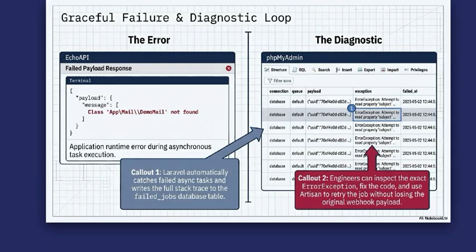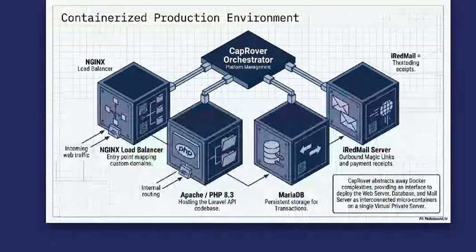At which point, the human engineers can inspect the table, read the stack trace, fix the underlying code issue, and then use an artisan command to reprocess the exact payload. The email finally sends, completely seamlessly from the user's perspective. This is the absolute essence of resilient distributed systems. You anticipate failure, isolate its impact, and build automated recovery mechanisms.